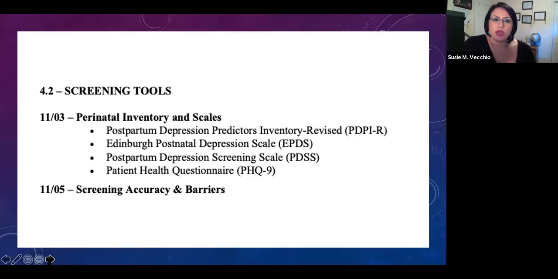And so we also would look at some of the screening tools that are the most applied in these situations, the first being the Postpartum Depression Predictors Inventory. Then there is the Edinburgh Postnatal Depression Scale, the Postpartum Depression Screening Scale, and the Patient Health Questionnaire. And there are a few accuracy issues and barriers to these tests, most of which are more applied for women and men that have depression-related issues, not so much anxiety, OCD, or psychosis-related issues.